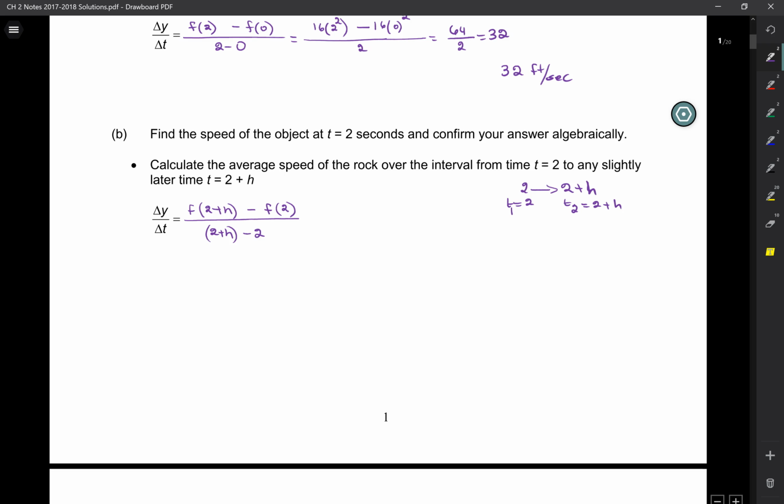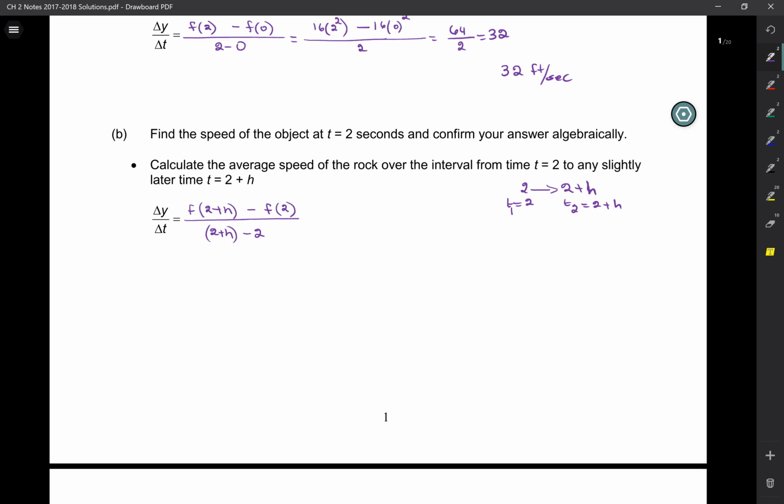minus 2. Okay, does that look familiar, pre-calc people? People from pre-calc last year? Yeah. So the top is always going to match the bottom. This is the final position, this is the final time. Initial position, initial time. So they're always going to be consistent. Otherwise you get a negative mistake.